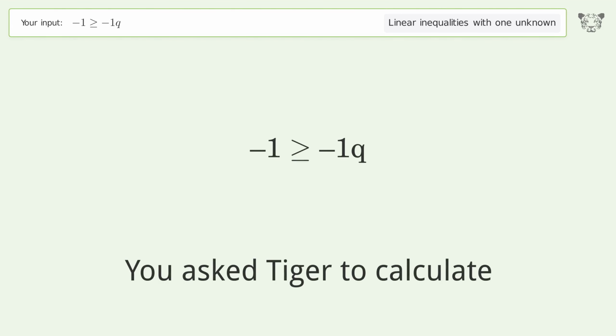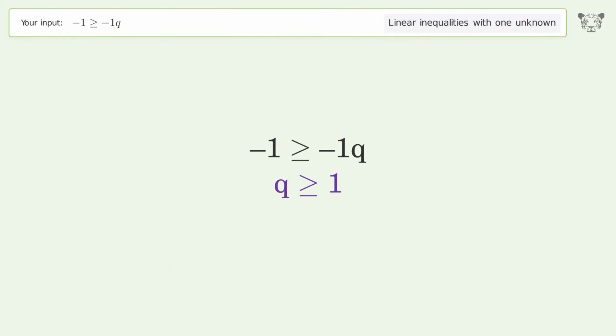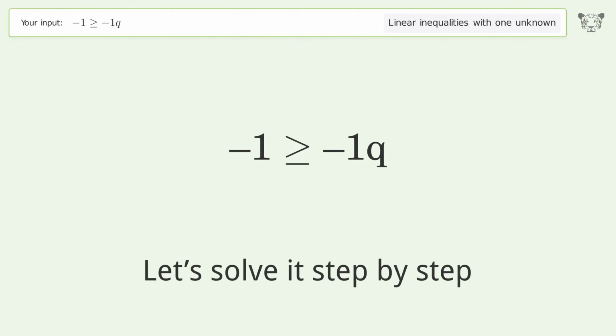You ask Tiger to calculate. This deals with linear inequalities with one unknown. The final result is q equal or greater than 1. Let's solve it step by step.